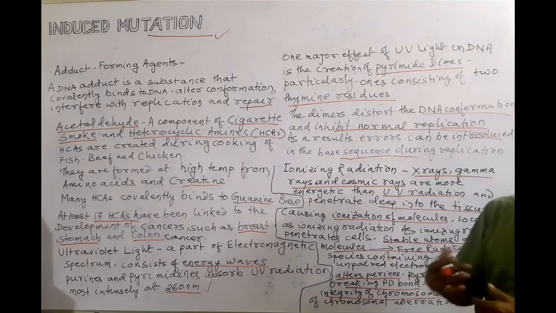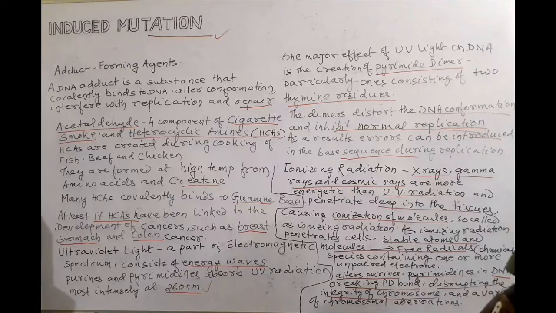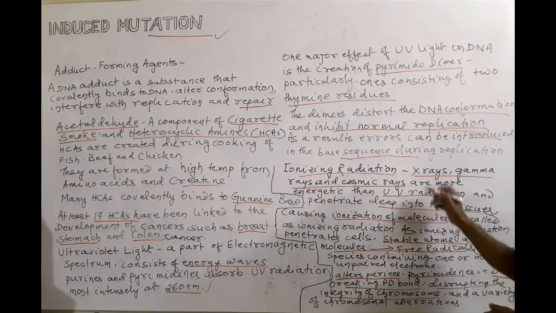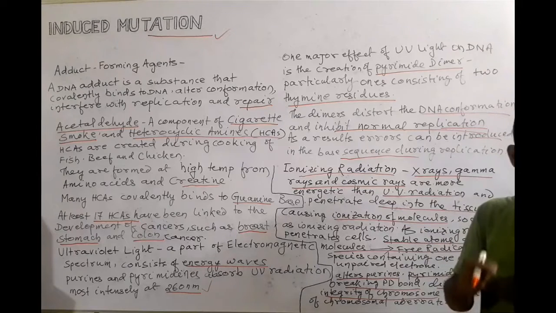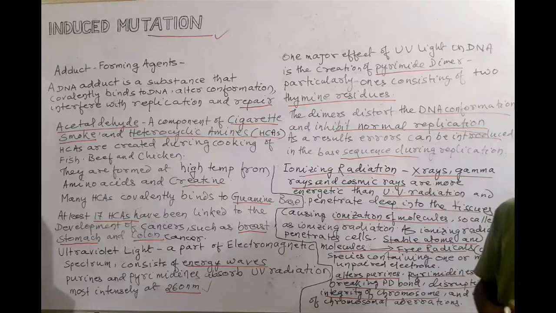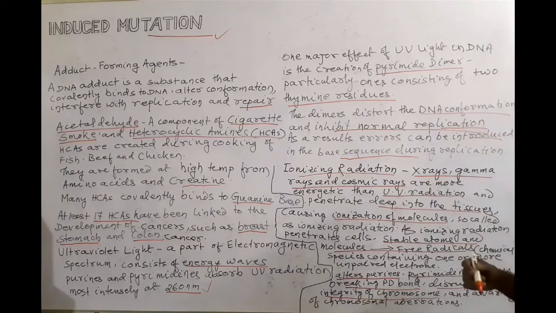In addition to UV light, mutation can also be caused by various ionizing radiations. Different types of radiations like X-ray, gamma rays and cosmic rays are more energetic than UV radiation. These radiations penetrate deep into the tissue and ionize various molecules that are present nearby. Because these radiations cause the ionization of various molecules, they are called as ionizing radiations. As ionizing radiations penetrate into the cell, stable atoms and molecules are converted into free radicals.